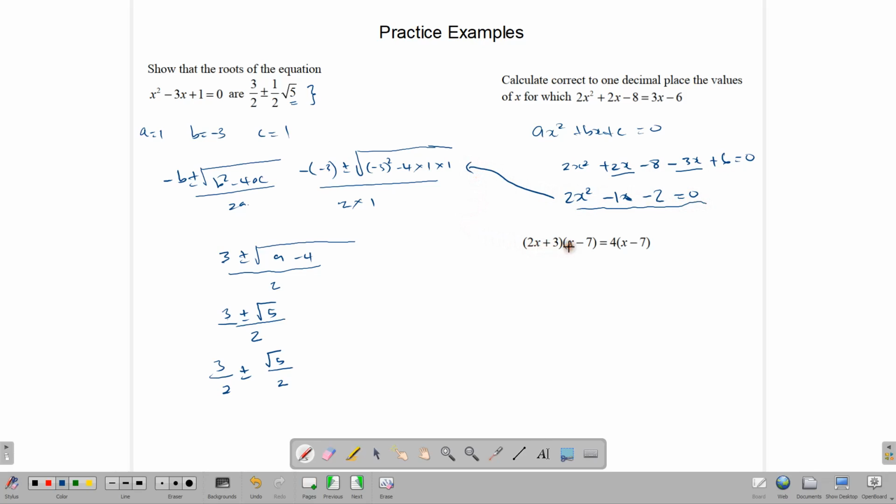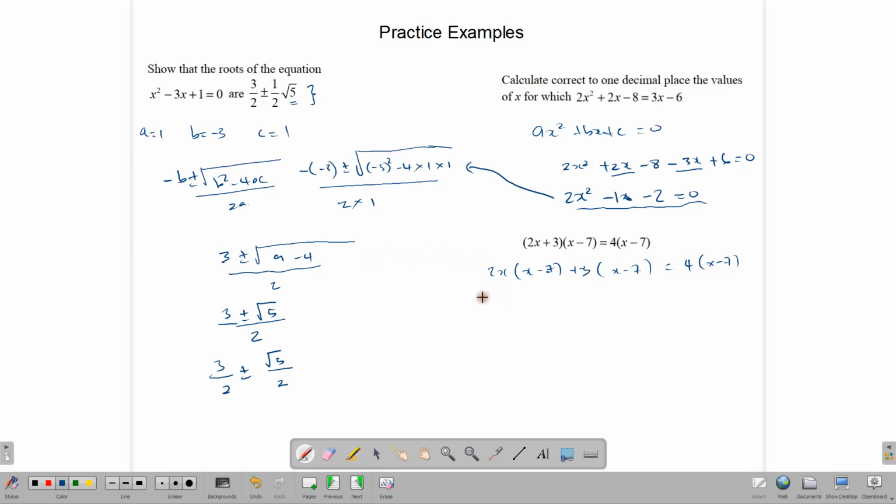Sometimes the questions are given in this way as well, where you have to multiply the bracket first. So we have 2x multiplied by x minus 7 plus 3 multiplied by x minus 7 equal to 4 into x minus 7.